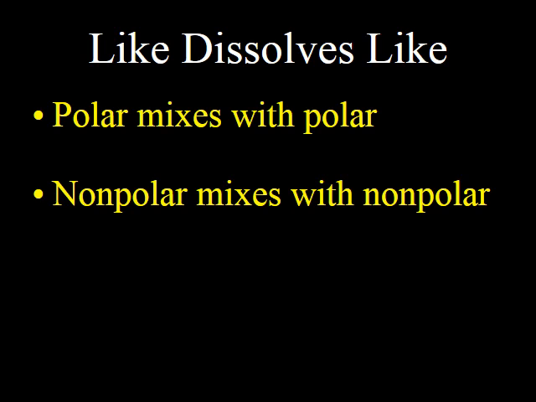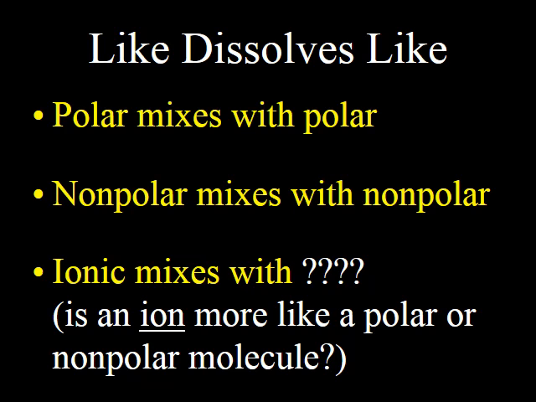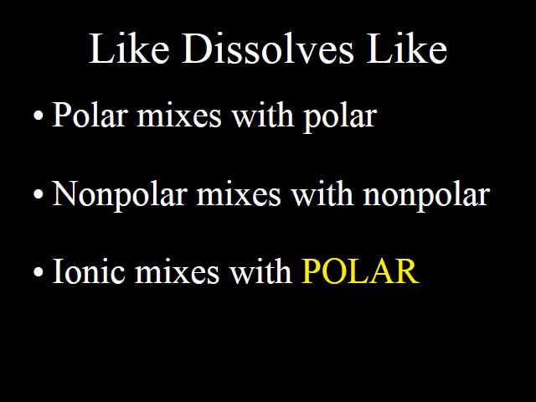Nonpolar with nonpolar. So what do you think ionic mixes with? If you have an ion, which one is it more like? Do you think the ion is more like a polar molecule or a nonpolar molecule? So hopefully you realize that an ion is more like a polar molecule. So ionic compounds mix with polar. Polar is partially charged, and ion is completely charged. Nonpolar is not charged. So the ion is more like a polar molecule than a nonpolar molecule. Like dissolves like is going to tell us ionic mixes with polar.